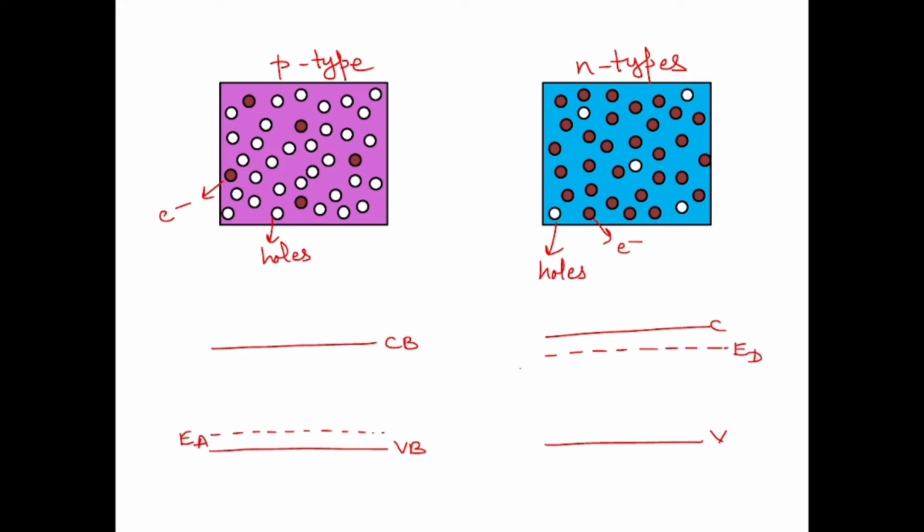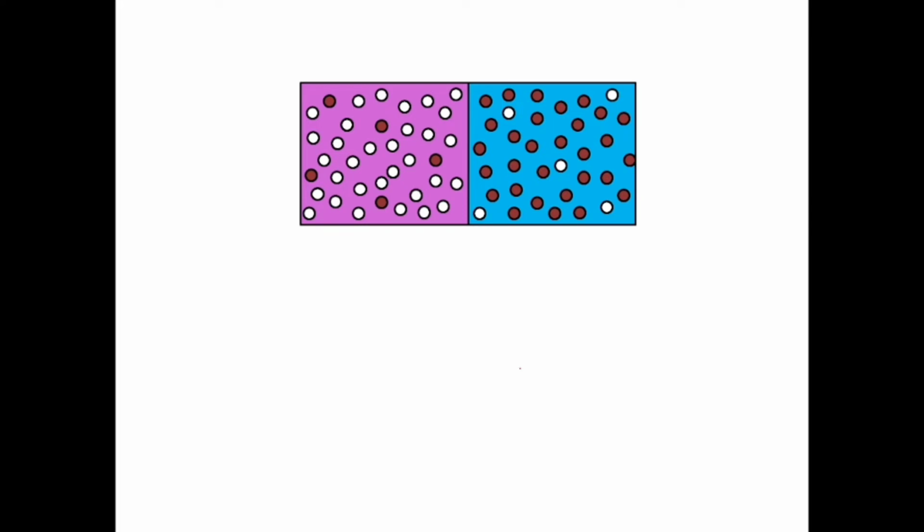Now what happens if we join these two semiconductors? It will form a diode. So let us see what happens next. As we attach or join these two types of semiconductors, P and N type, then a process called diffusion takes place. What is diffusion? A process in which carriers move from high concentration area to low concentration area.